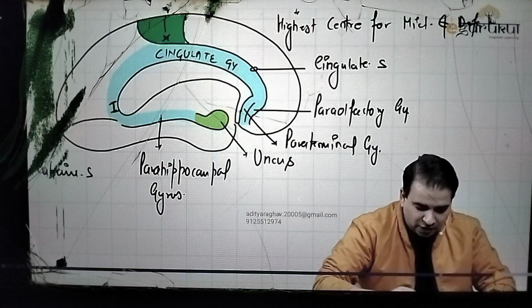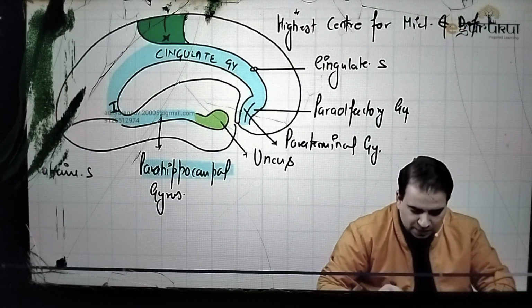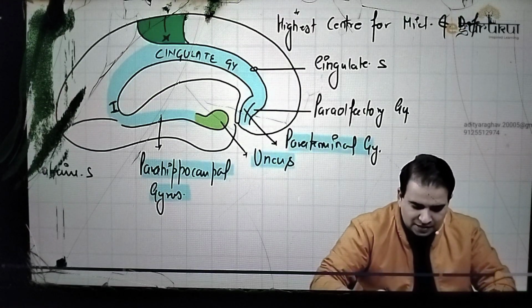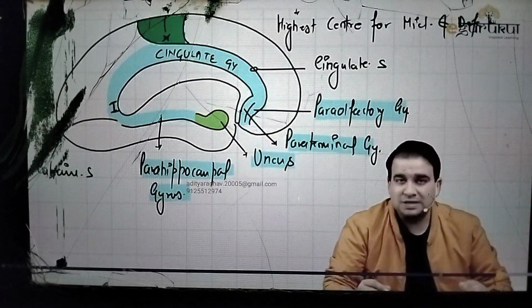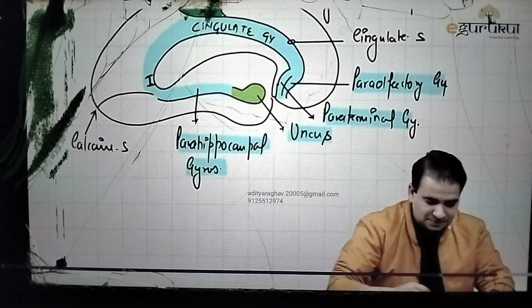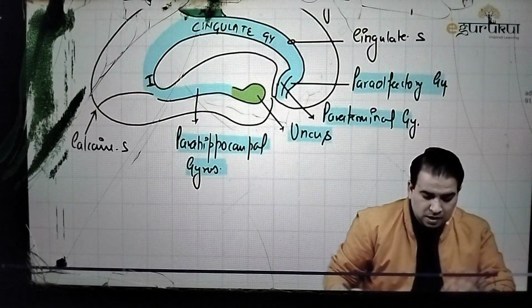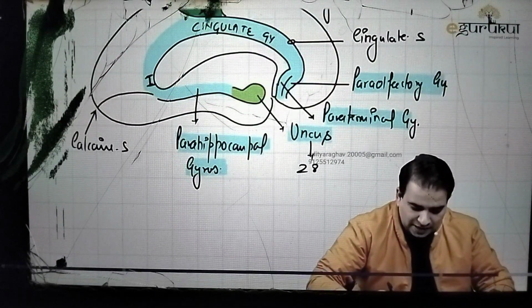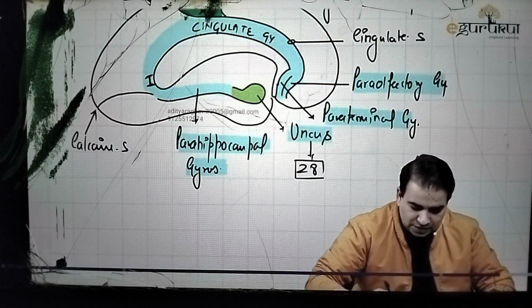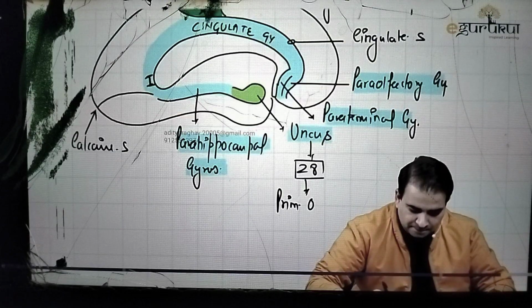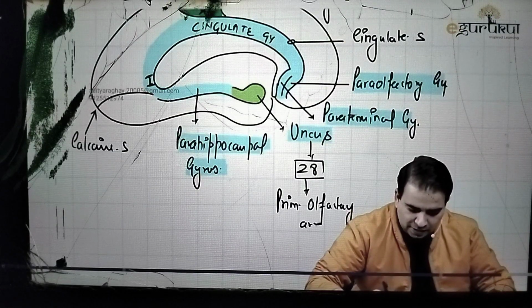We've already highlighted the cingulate gyrus and isthmus. So the parahippocampal gyrus, uncus, para-terminal gyrus, and para-olfactory gyrus are all components of the limbic system, which you see in close vicinity along with the corpus callosum. Please also note that the uncus is area number 28. Now this can be a separate question: the uncus is area number 28, and this is important because it is the primary olfactory area. The area number 28, that is the uncus, is the primary olfactory area.